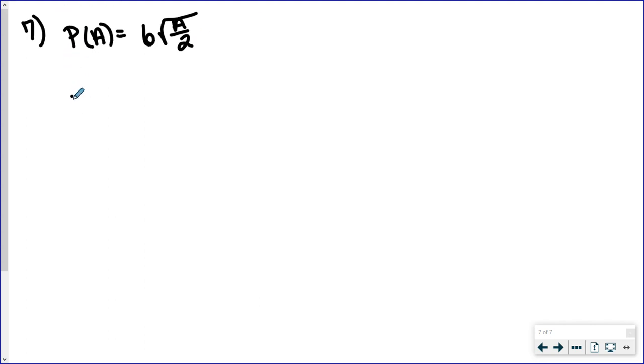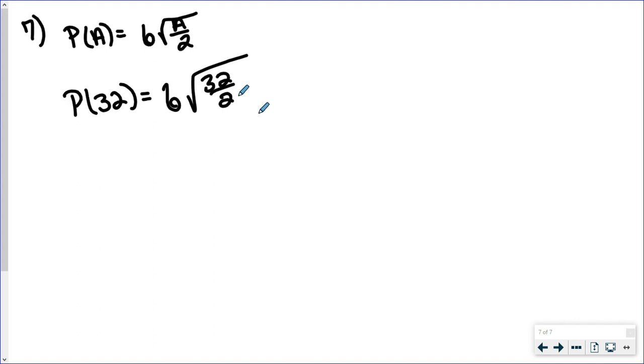All right, so P sub 32, right? You literally just say 6 times the square root of 32 over 2, right? That's 16. The square root of 16 is 4. 6 times 4 is 24. Of course, you can just plug that straight into your calculator.